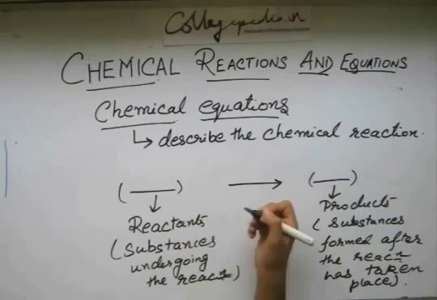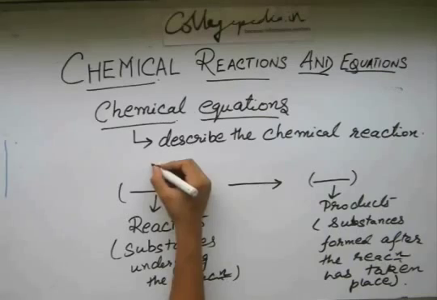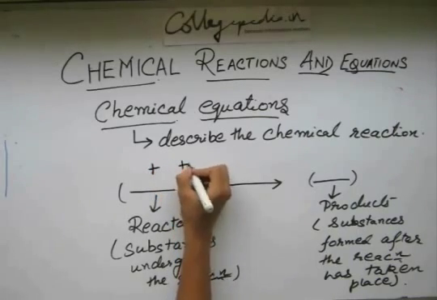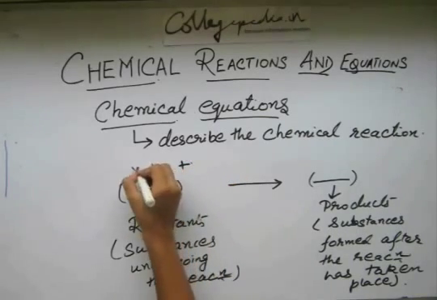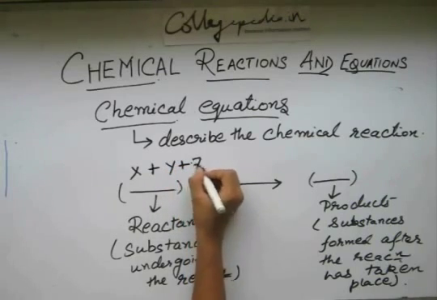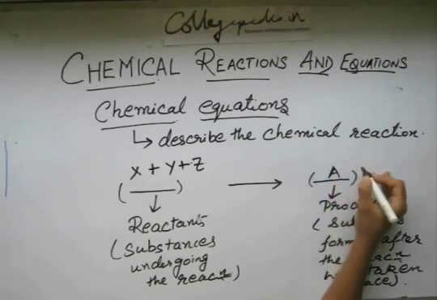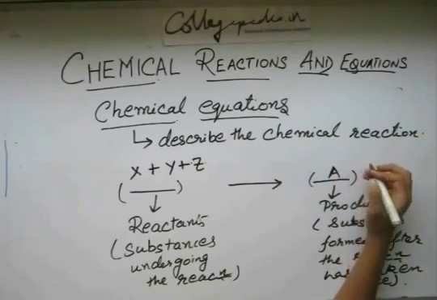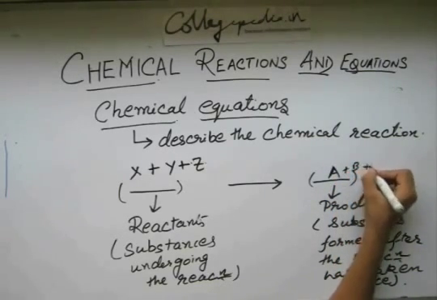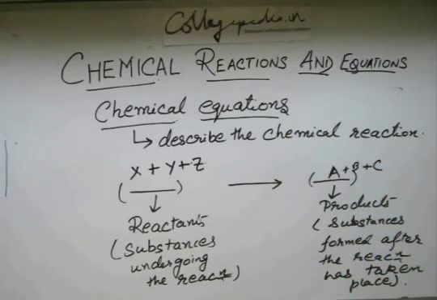And reactants, they can be many in number, so you divide them with plus signs. Like X plus Y plus Z, and gives, suppose, some A. And you can have multiple products, so it can be A plus B plus C, like this.